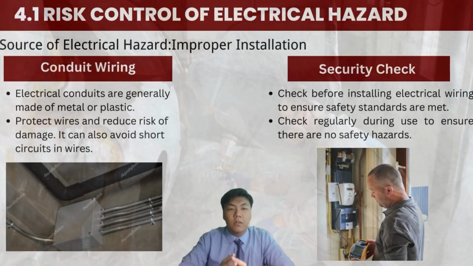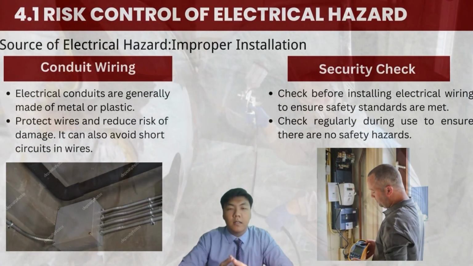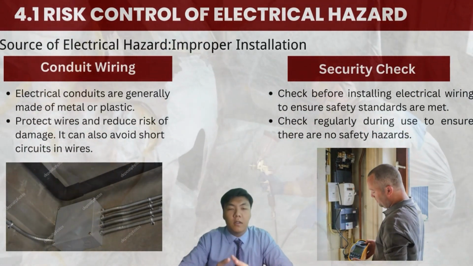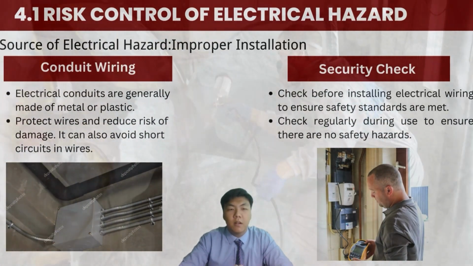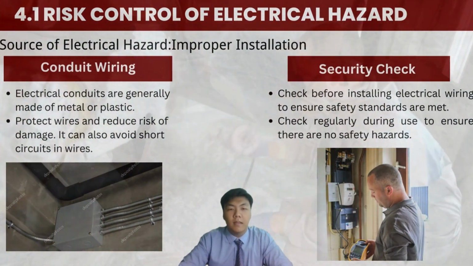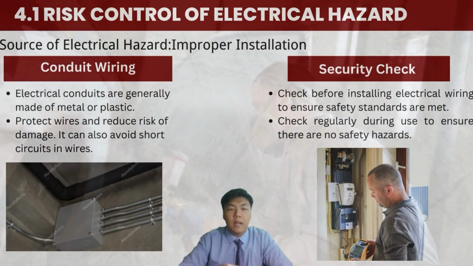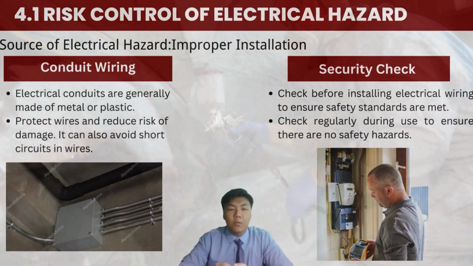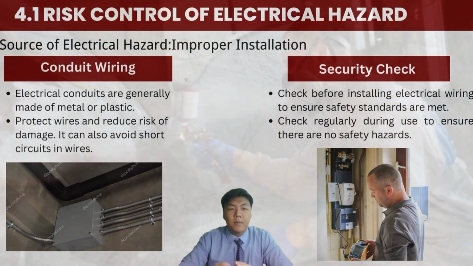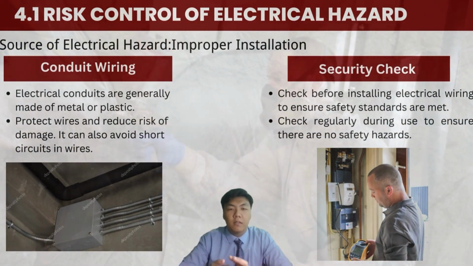Okay, let's move to the electrical hazard from the installation. We suggest the repair center install electrical conduits. Like this picture, this is a protective device made of metal or plastic that protects the wires and reduces the risk of damage, and also avoids risks such as short circuits. And the next one is important: management should conduct a safety check before the installation and during the use time.